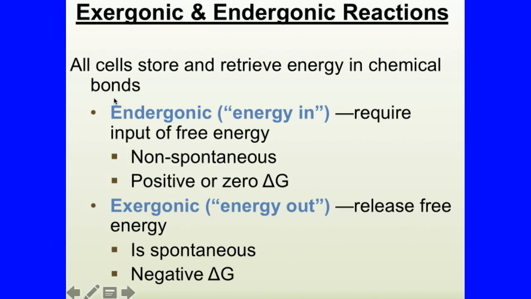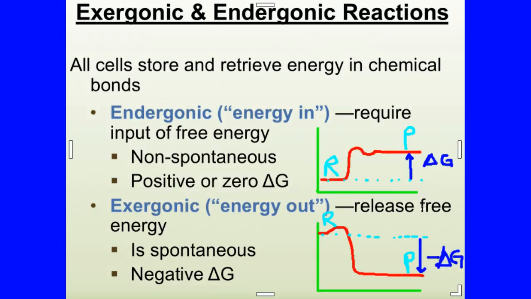So here are two terms you will have to know for the exam. Endergonic is energy in. In other words, you have to put energy into the system for it to occur. It does not happen spontaneously. And at the end of a reaction, if you calculate it out using that equation we just showed on the last slide, you would end up with a positive delta G, or positive change in free energy. And I'll show you on a graph in just a second what that looks like.